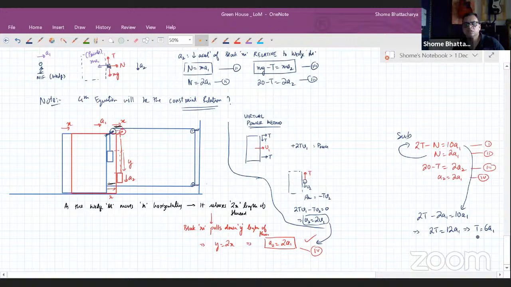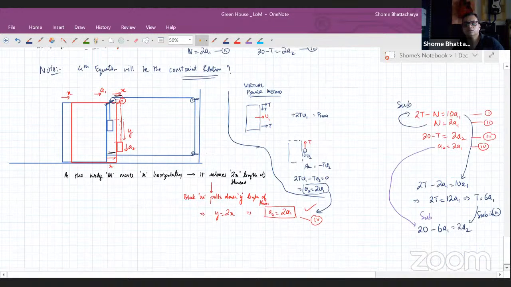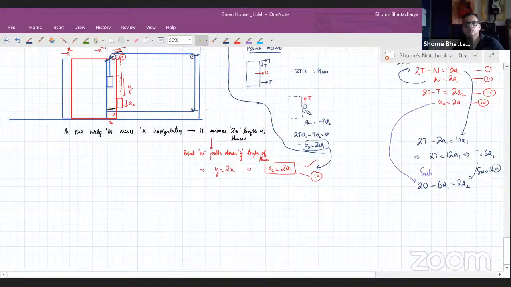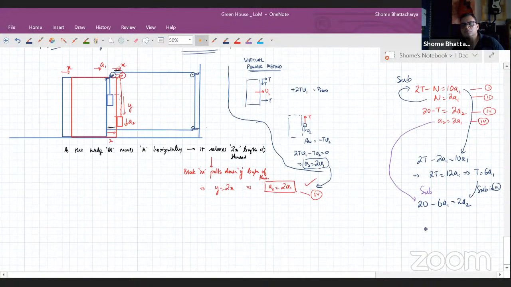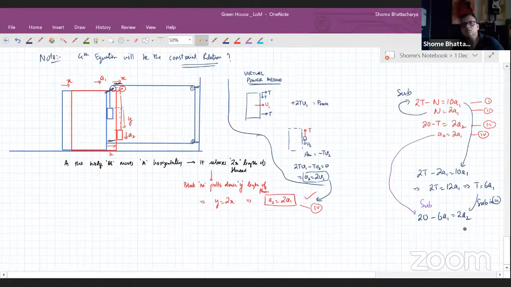Now substitute this in the third equation. So we'll get 20 minus 6a1 is equal to 2a2, and then substitute this over here. So substitute a2 as 2a1. So that will solve the situation. So 20 minus 6a1 is 2 into 2a1. So a1 will become 20 divided by 10, or 2 meters per second square. And a2 will become therefore 4 meters per second square.